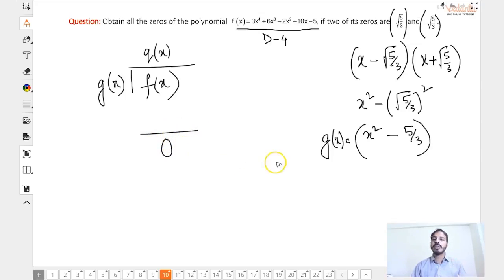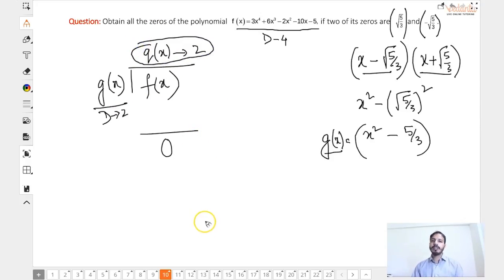Why should the remainder be 0? Because these two are the factors. So if this is a factor and this is a factor, the product of them, g(x), should also be a factor of f(x). So now from here we get q(x). Now see guys, g(x) is of degree 2, so q(x) you will get of degree 2. Now you can solve this quadratic equation and find out these two roots or zeros of this polynomial. So in this way you can find out.